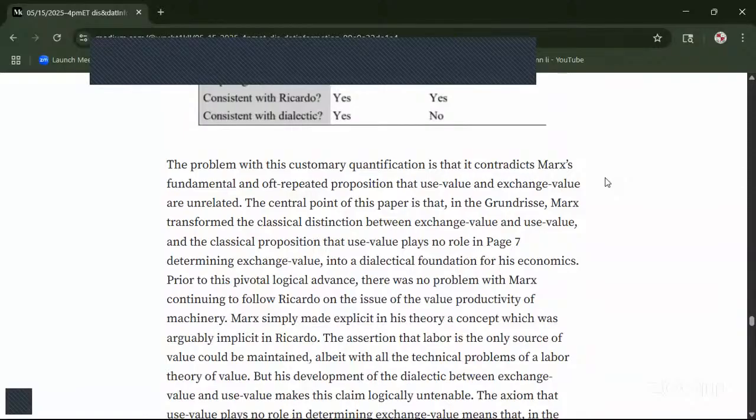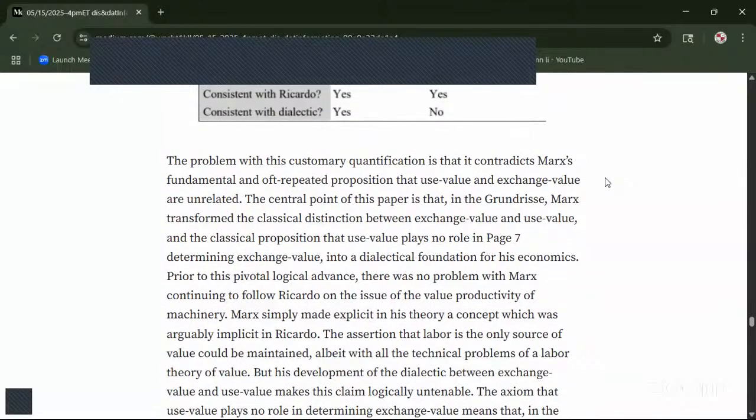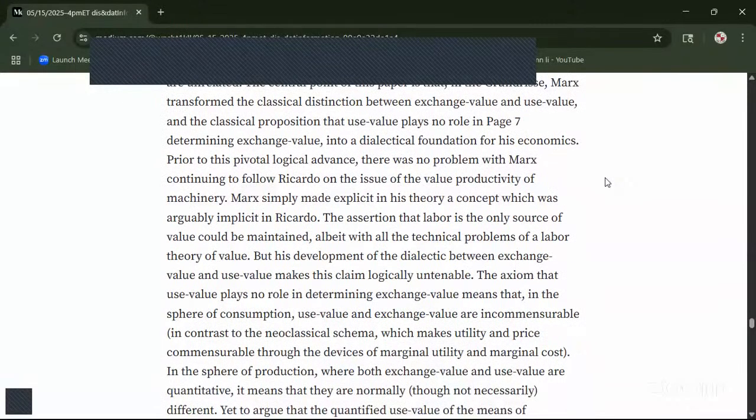Prior to this pivotal logical advance, there was no problem with Marx continuing to follow Ricardo on the issue of value, productivity of machinery. Marx simply made explicit in his theory a concept which was arguably implicit in Ricardo. The assertion that labor is the only source of value could be maintained, albeit with all the technical problems of a labor theory of value. But his development of the dialectic between exchange value and use value makes this claim logically untenable.